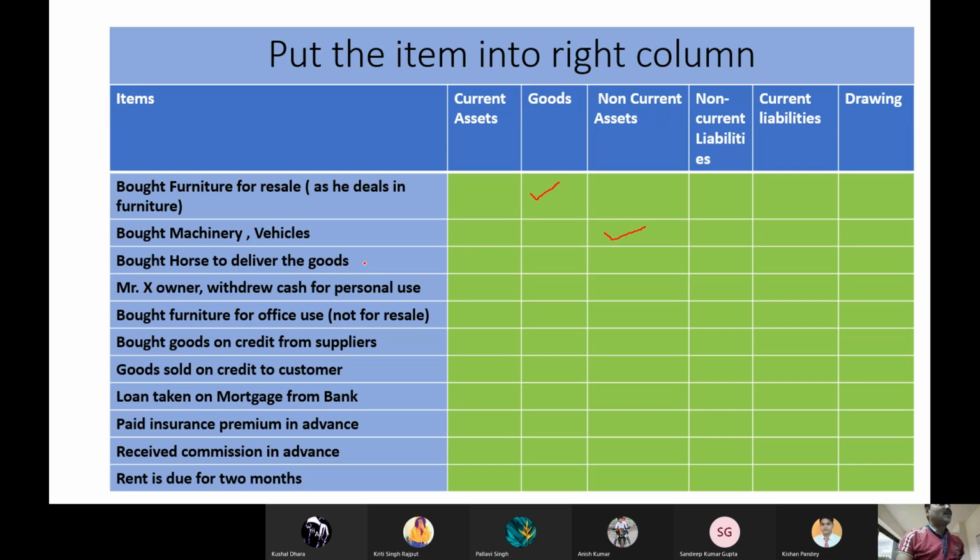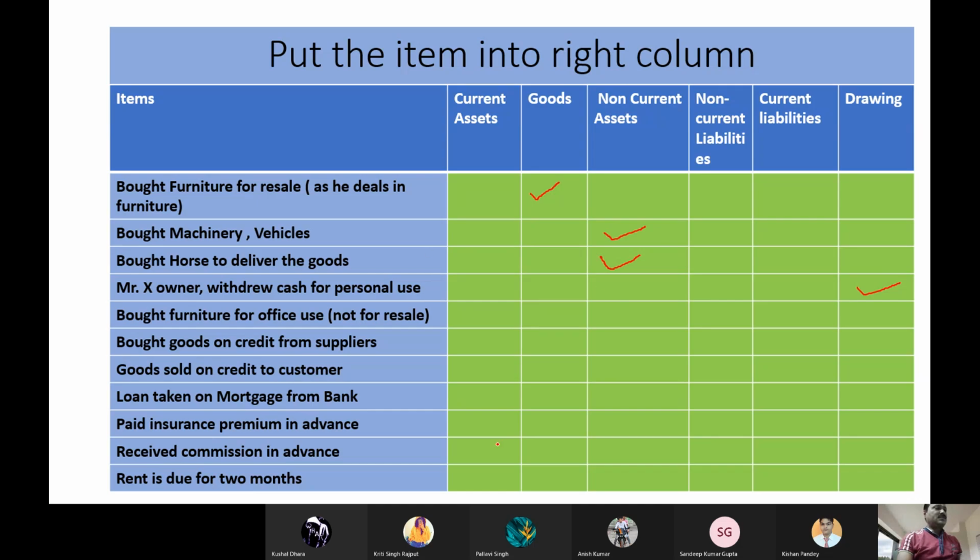Now, bought horse to deliver the goods. So to deliver the goods, what have we purchased here? Horse. The horse is also an asset. The name of this asset is called livestock, and livestock will be considered as a non-current asset, not a current asset, because we use it over a longer period of time. Now next, Mr. X, owner, withdrew cash for personal use. So this will be called drawing, because whatever money is withdrawn by the owner is called drawing.